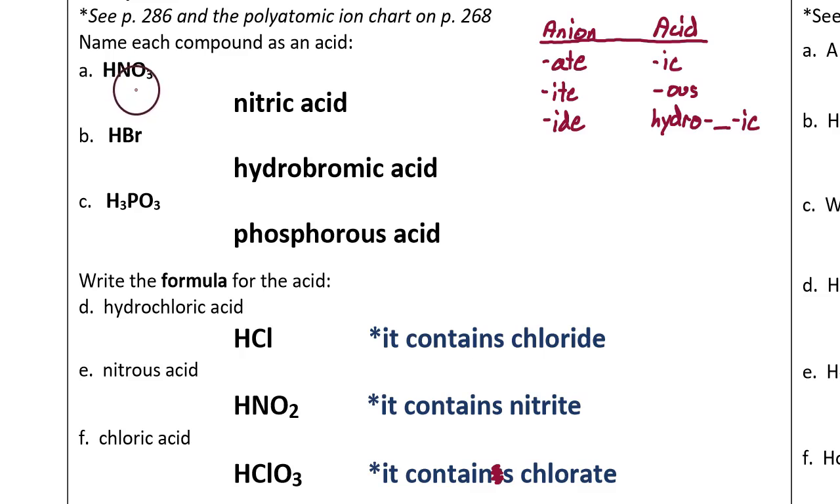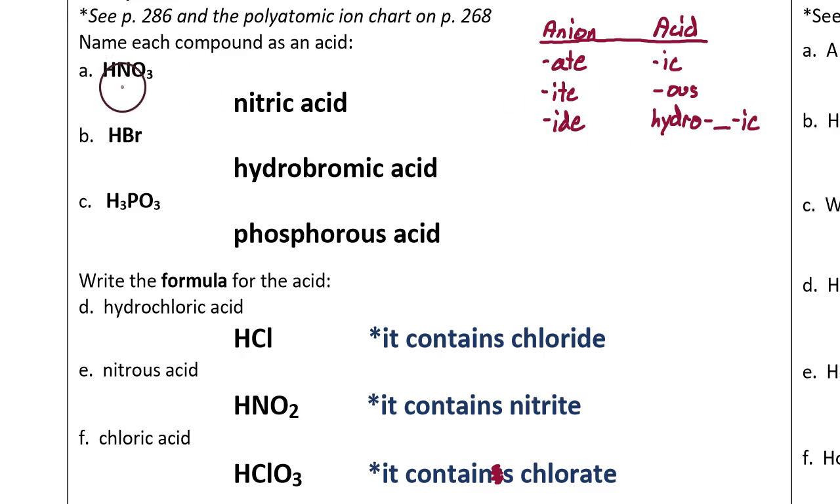There are 3 rules used to name acids, and I summarized them on the top right corner of this video. When the anion that's in the compound ends in ate, the name of the acid is a word that ends in ic. When the anion ends in ite, the name of the acid is a word that ends in us. When the anion ends in ide, the name of the acid begins with hydro and ends in ic. The questions in this bell work are going to fit these 3 rules.